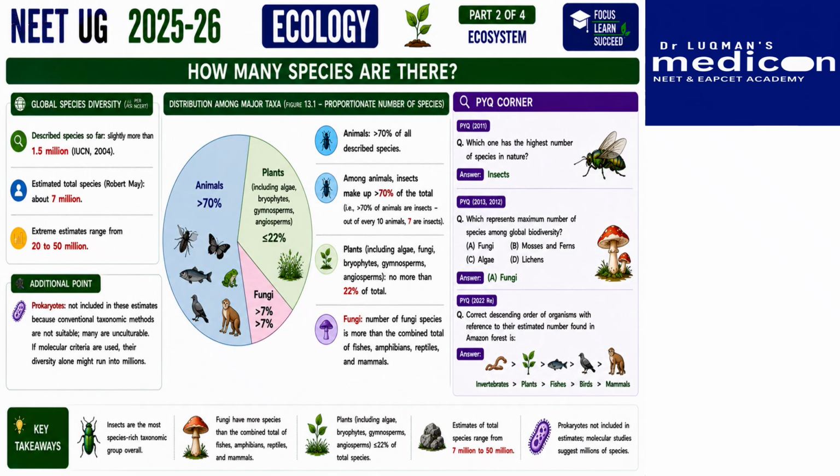Moving on, let's see the distribution among the major taxa. When it comes to animals, more than 70% of all the described species are actually animals. Among animals also, insects make up more than 70% of the total. That is, more than 70% of the animals are insects. Out of every 10 animals, 7 are insects.